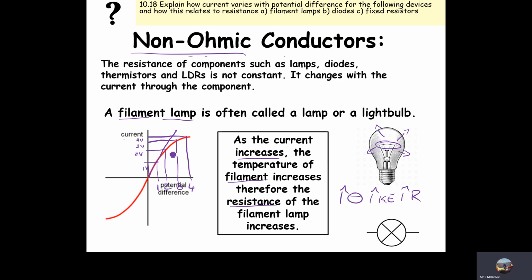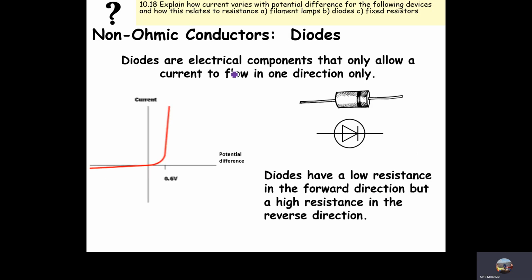It's non-ohmic because it doesn't have a straight line. Now, diodes are very special components. You'll have heard of LED before. LED stands for light emitting diode. They allow current to flow in only one direction, and that's why their symbol is this. So my electrons can flow in this direction, and that's okay, but they cannot flow in this direction. And if they do flow, it is a very, very tiny amount of charge. They only allow current to flow in one direction.